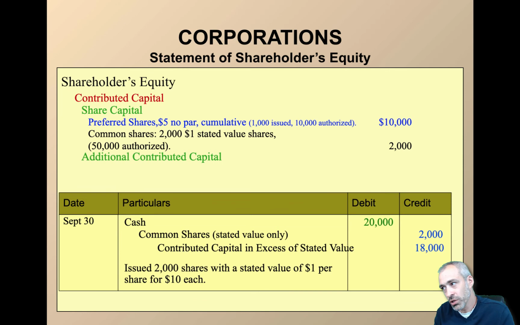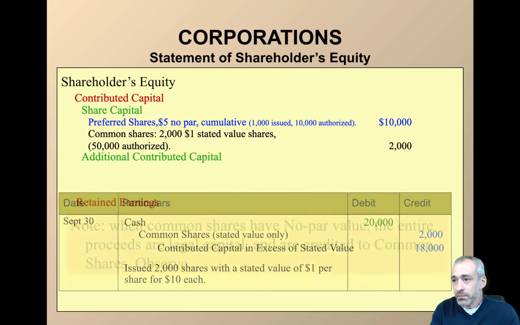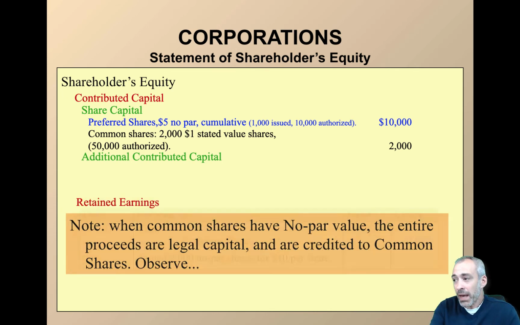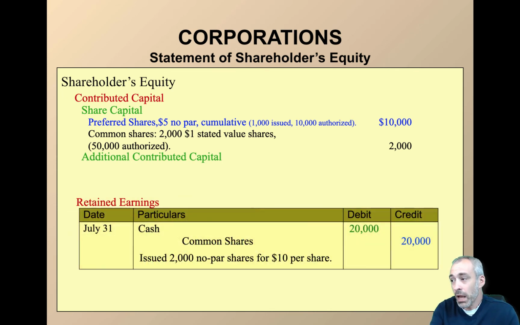No, they were also issued for $10. So $10 times 2,000 shares is 20 grand. 2,000 of that, $1 each, was legal capital, and the remaining $9 times 2,000 for a total of $18,000 is credited to the excess. This ridiculously long name, I can't even read it because my microphone's in the way. Contributed capital in excess of stated value. Blah blah blah blah blah. Okay. So then you would plop that in, so this is an example.